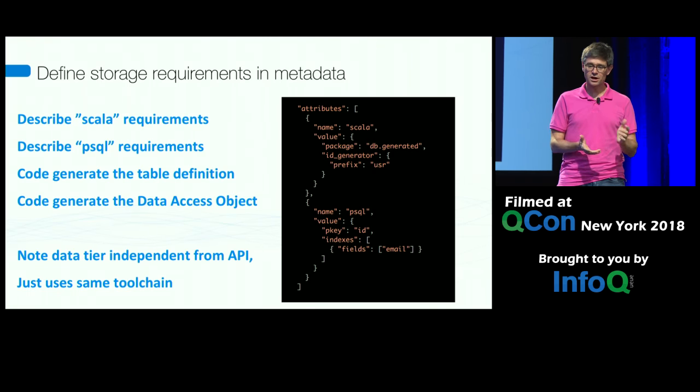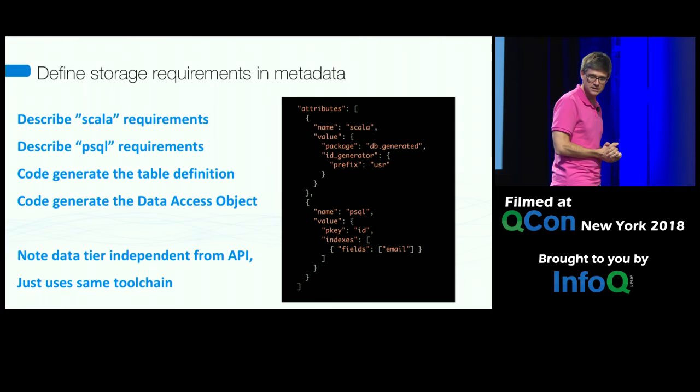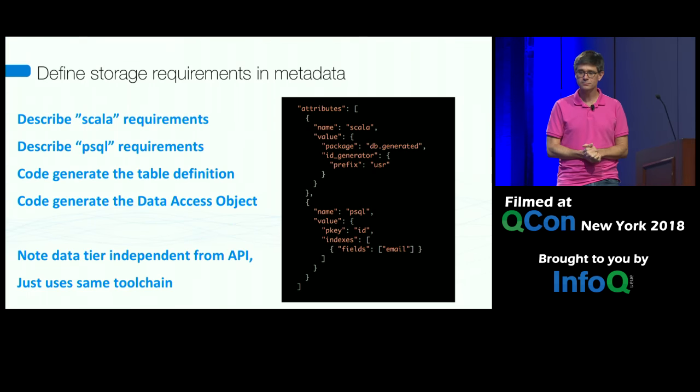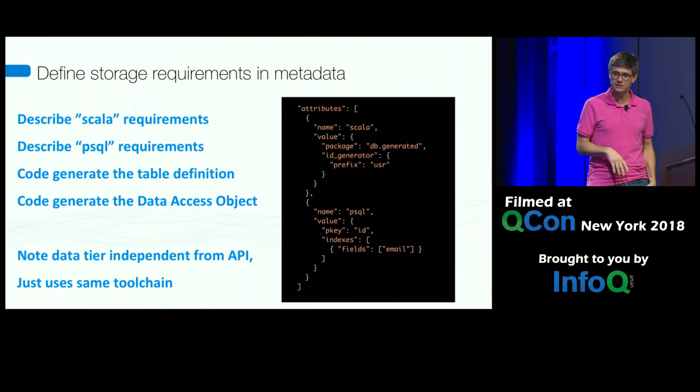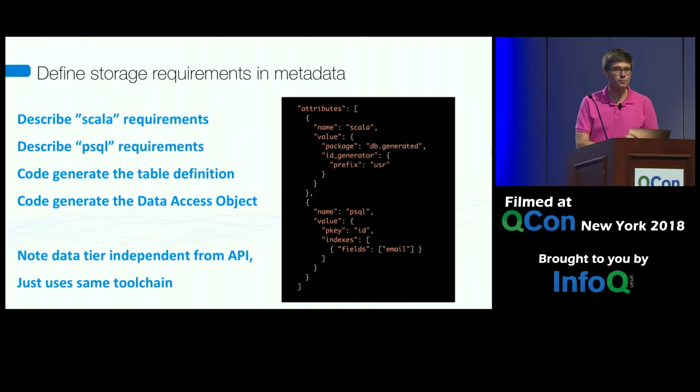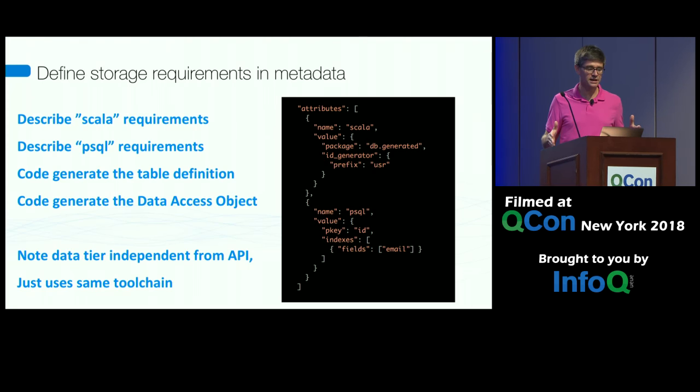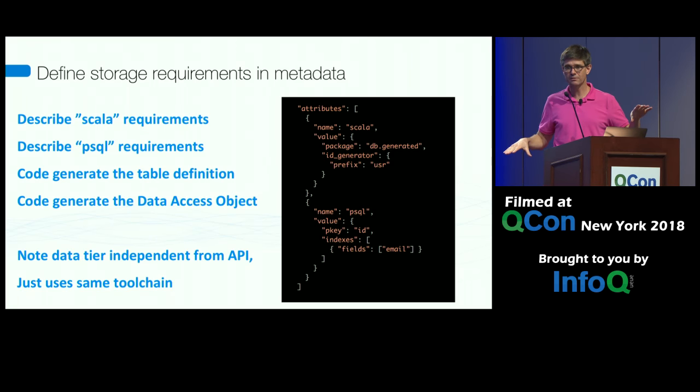Now we'll describe our storage requirements in a PSQL attribute. We'll say the primary key is a field named id, and we would like to create an index on the field named email. We then wrote a code generator that takes this metadata and actually creates the table definition and the data access object. It's important to note that even though we're using the same tool chain for capturing the metadata and for writing the code generators, we have divorced our storage needs from our API, right? Those are two different things.